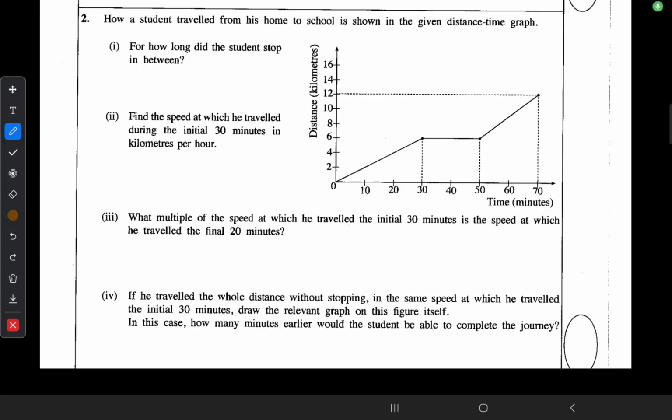2018 OL paper, DT graph, distance versus time graph. Okay, let's analyze this graph first. Okay, it's very easy to analyze here.